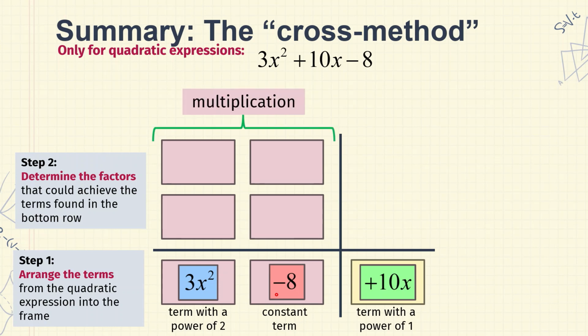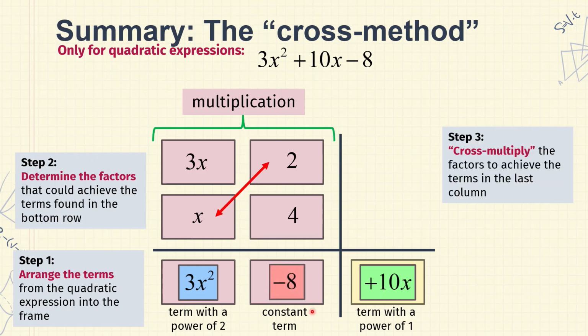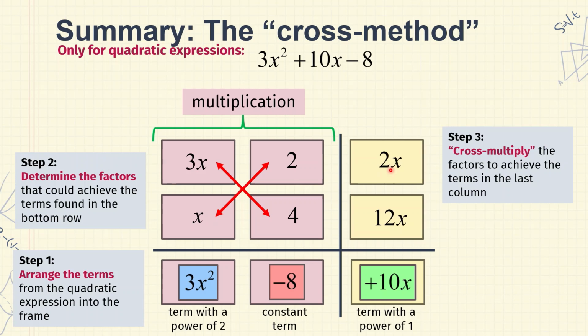So in this area, don't forget we're doing multiplication. So hence, we have 3x times x to give us 3x squared, 2 times 4 to give us 8. And then we do our cross multiplication in this manner, where we take x times 2 to get 2x, and that will help us fill in this space over here. Then 3x times 4 to help us fill in this space over here.